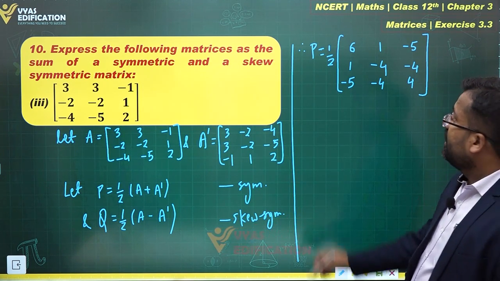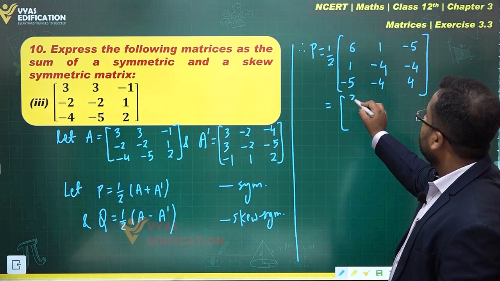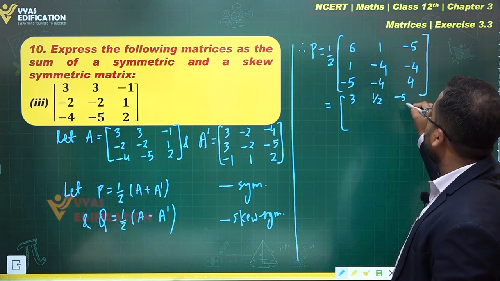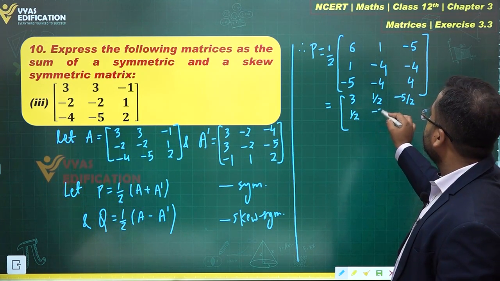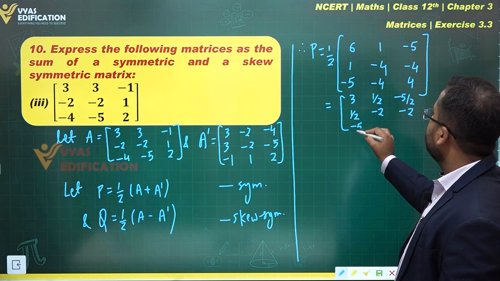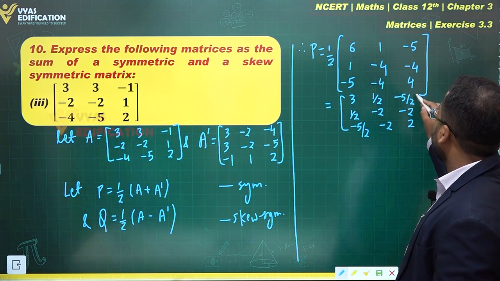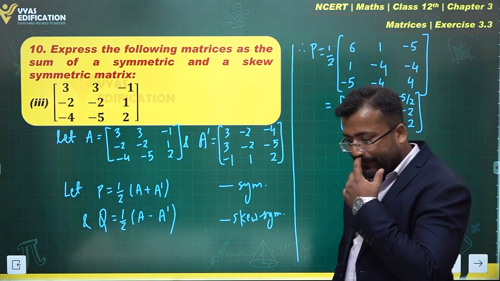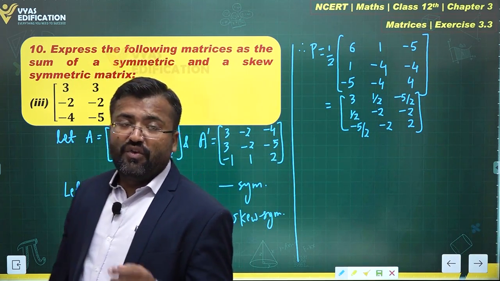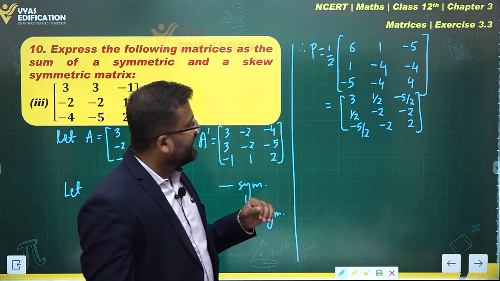This is the matrix P, which is equal to further 3, 1 by 2, minus 5 by 2, 1 by 2, minus 2, minus 2, minus 5 by 2, minus 2, 2. This is what I have, right? This is matrix P, which, as you can clearly observe, is a symmetric matrix, right?